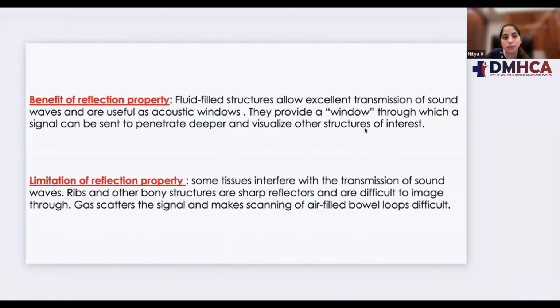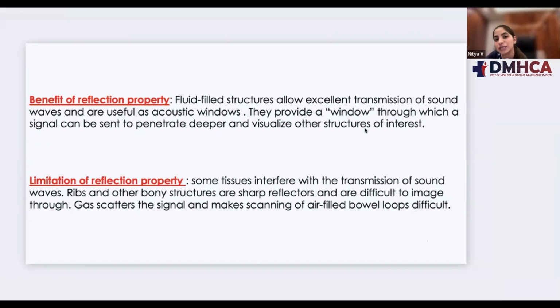Then what is the main benefit of this reflection property? As we know, fluid-filled structures allow the transmission of the sound wave. So they provide a very good acoustic window to the structures deeper to them. Why do we ask the patient to hold their bladder, to have a full bladder, if we want to visualize the uterus and ovaries? Because it provides a very good acoustic window and we are able to visualize the deeper structures better. That is the benefit of the reflection property.